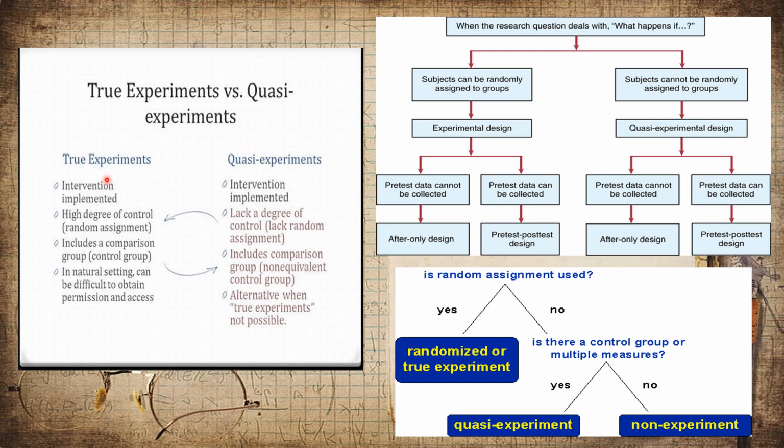To sum it up, in true experiment, the independent variable is manipulated and subjects are randomly assigned to conditions. In quasi-experiments, the independent variable is manipulated but subjects are already part of a group based on pre-existing characteristics.